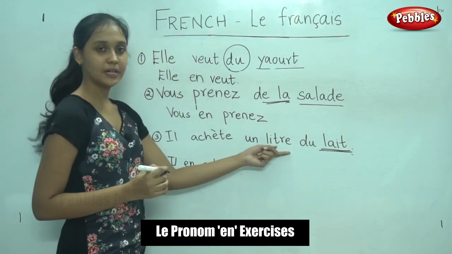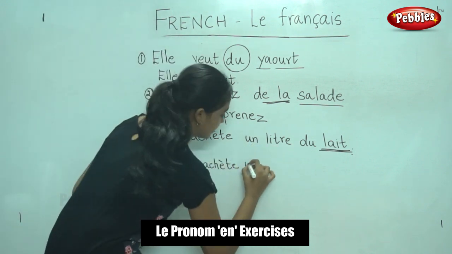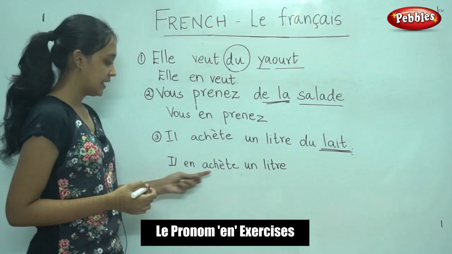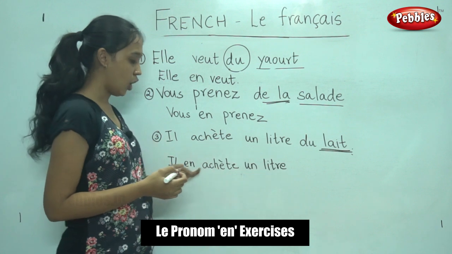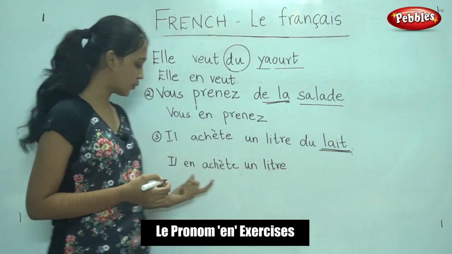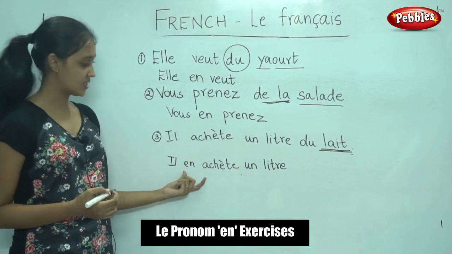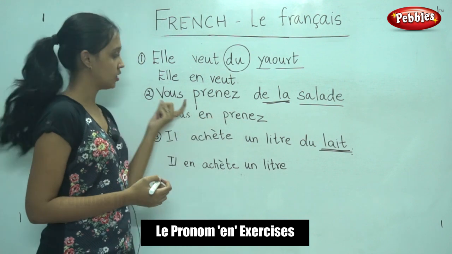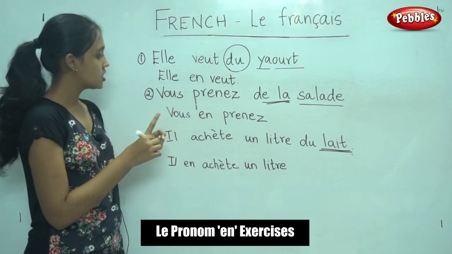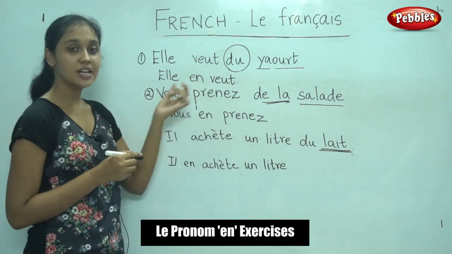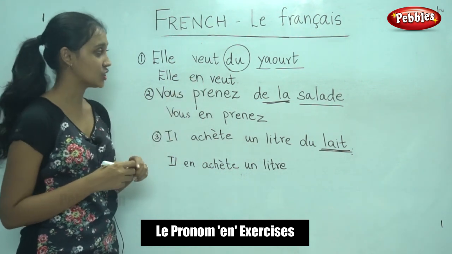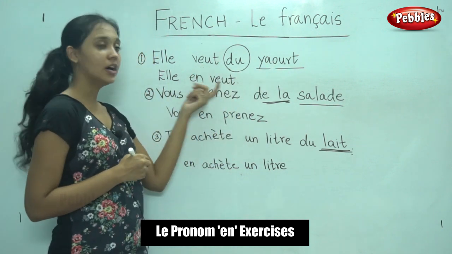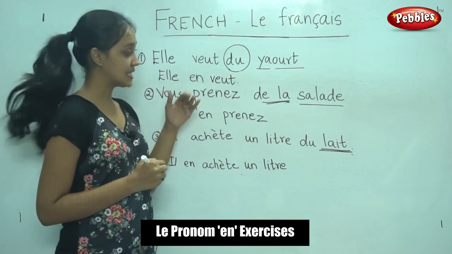And you should write the remaining sentence. If there is anything remaining, you need to write that as well. Un litre. He buys a liter of it. Instead of lait, we are writing en, which means it. Vous en prenez. We take it. Okay, we take it. So en is similar to the it we use in English, and it replaces a noun, and we place it before a verb. So are you ready to see some more sentences?